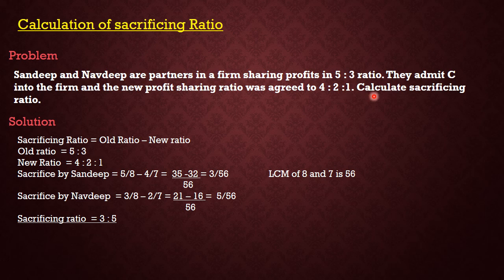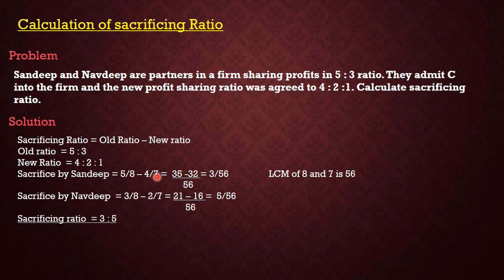We know that sacrificing ratio is equal to old ratio minus new ratio. Old ratio is 5:3, new ratio is 4:2:1. Sacrifice by Sandeep: his old share is 5 by 8 and new share is 4 by 7. So 5 by 8 minus 4 by 7, that is equal to 3 by 56.